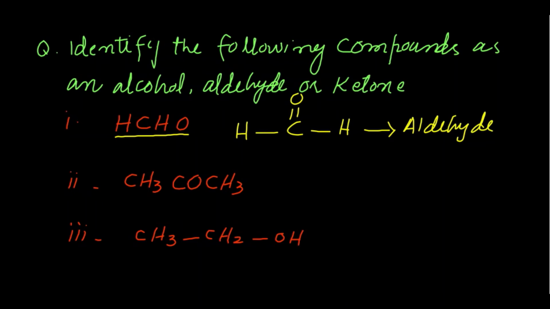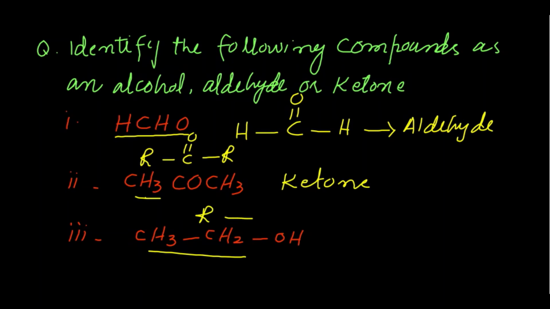Aldehyde. Now see this compound, R C double bond O R. If on either side of the carbonyl carbon we have an alkyl group, what is the name of this functional group? Correct. This is ketone. Now the last one, the third one. Here we have an alkyl group attached with a hydroxyl group. When an alkyl group is attached with the hydroxyl group, then the name of the functional group will be alcohol. This is alcohol. I hope this is clear to you, students.